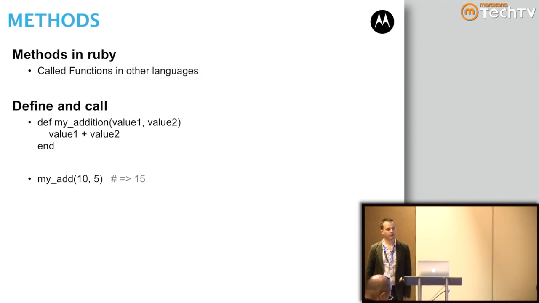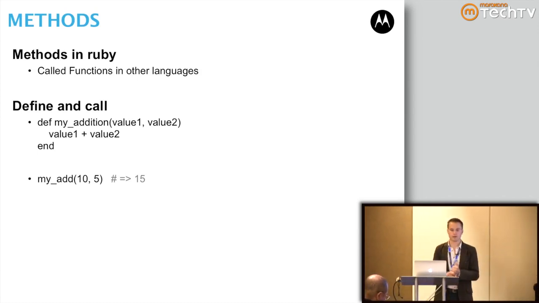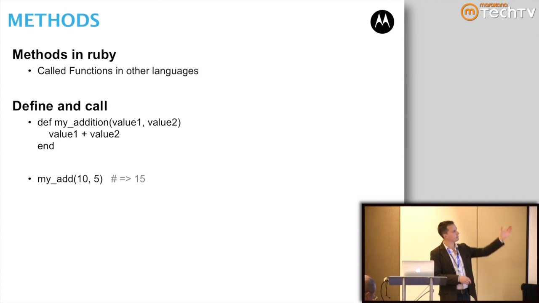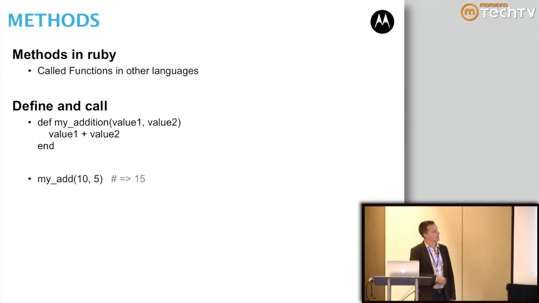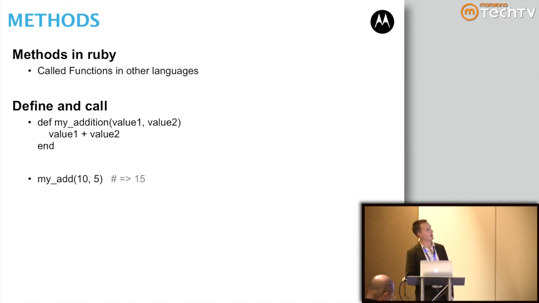One thing you'll probably notice right away is that there's very little punctuation in Ruby methods and in Ruby in general. We define a method with def and end. So def my_addition, and then we take two arguments, value1, value2, and we add them together. We don't have curly braces to denote the method. We just use end to say that we're done.